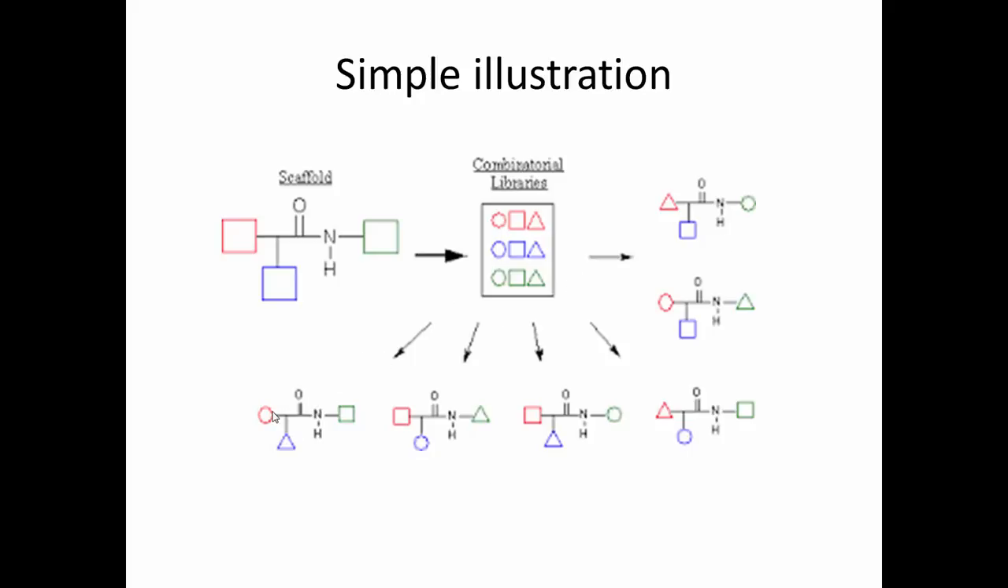Like in one case, we have a circle, triangle, and a square. In another case, we have a circle, square, triangle. So it depends on the combination here. We can study mixtures of these different combinations and look for mixtures that show some activity. And then we take those mixtures and begin to separate out the different compounds that are in those combinations.